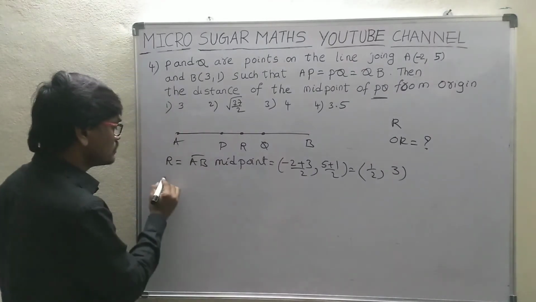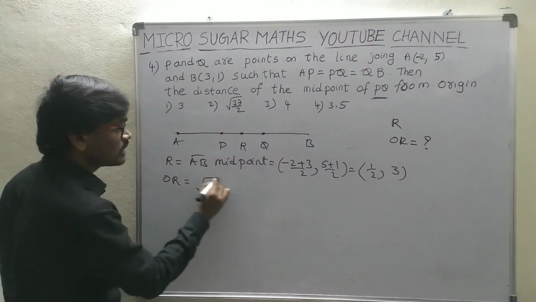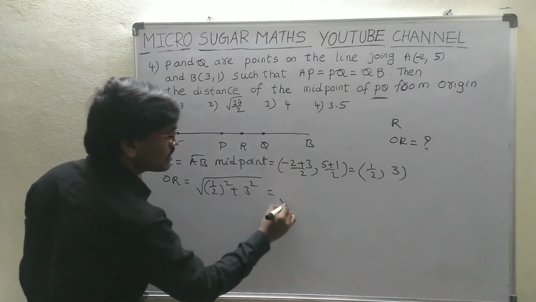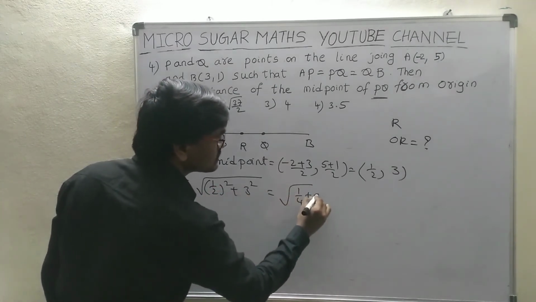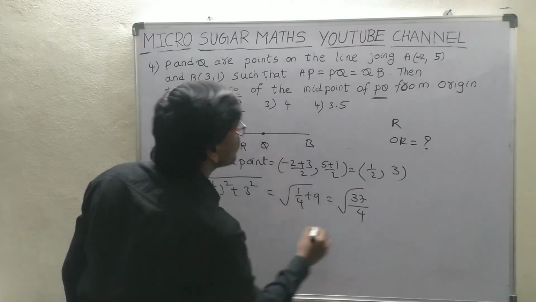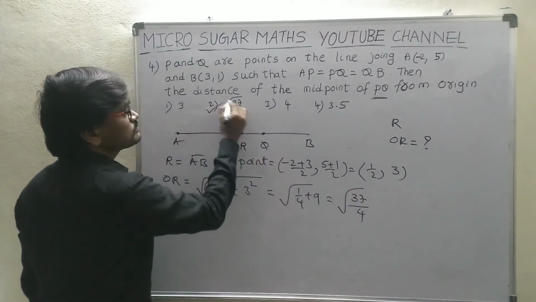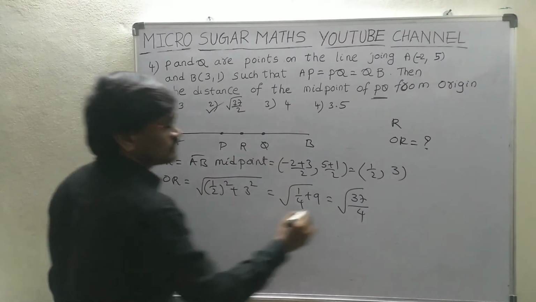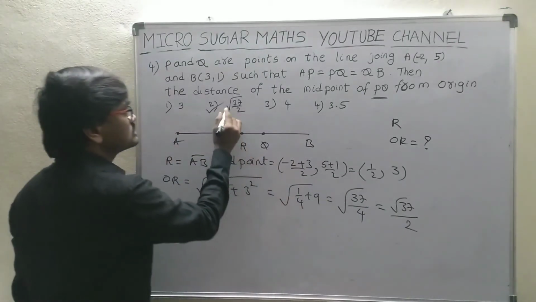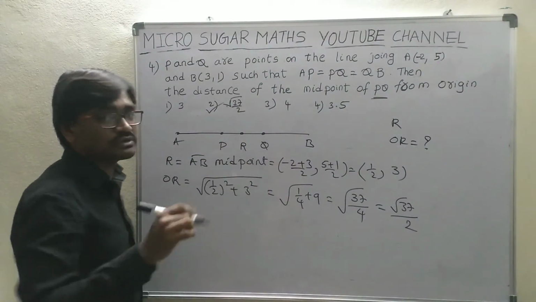Now students, we need the OR length. Find out the OR length, which is root of (1 by 2) whole square plus 3 square. Finally, root of (1 by 4 plus 9), which is root 37 by 4. That means root 37 by 2 is your answer, students. Root 37 by 2 is your answer.